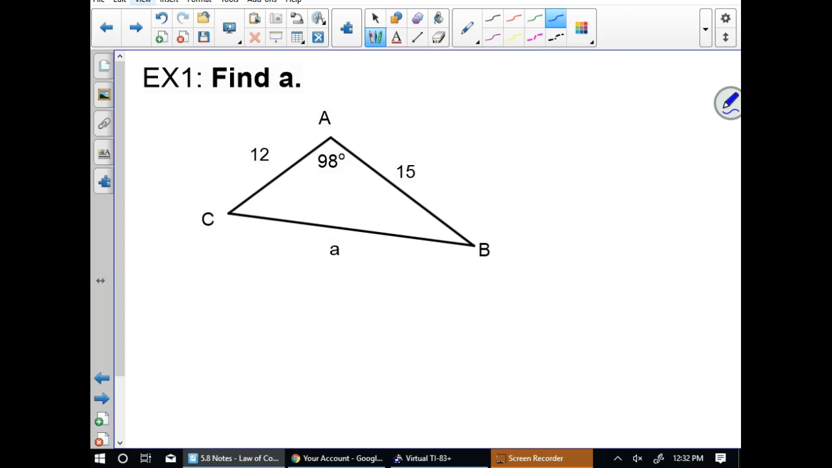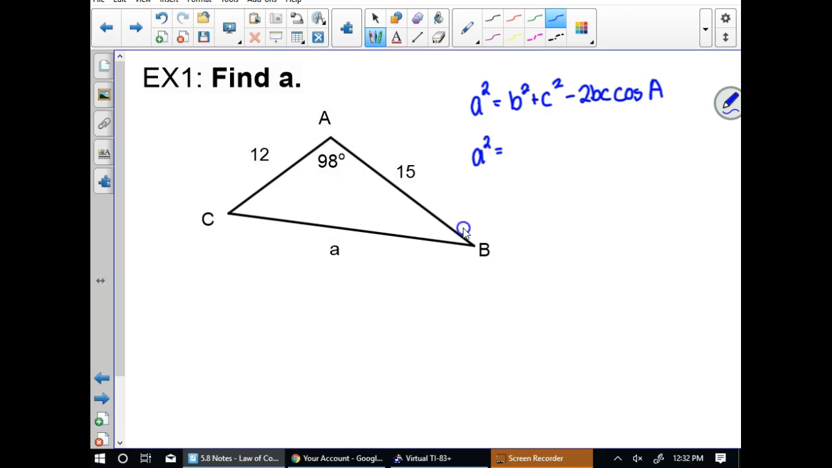So in this case, we want to find side A, and we know angle A. So we would use the one that's A squared equals B squared plus C squared minus 2BC cosine of A. That's our formula that we're going to use. And so we'll plug in, well, our A we're not going to plug in because we don't know A. That's what we're looking for.